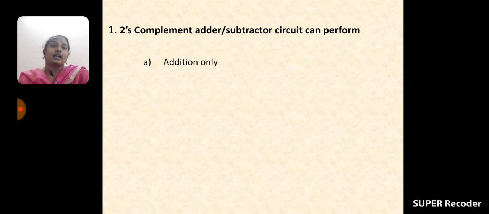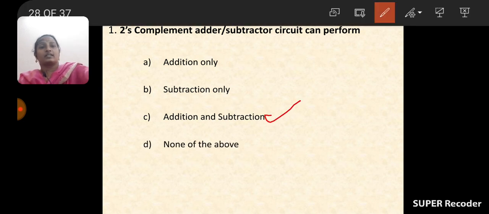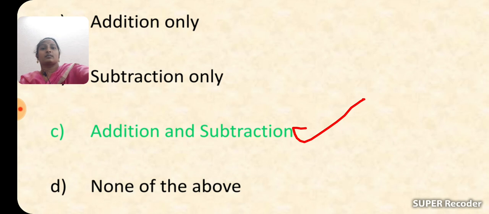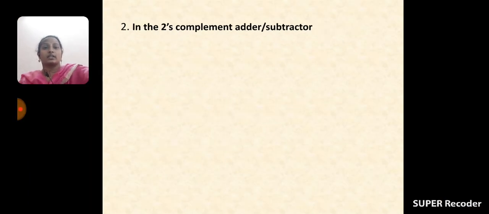A 2's complement adder or subtractor circuit can perform what? The name itself indicates that it performs both addition and subtraction. So what is our answer? C is our answer. Let us check whether it is correct or not. Yes, the color has changed. So C, addition and subtraction. The name itself indicates that an adder and subtractor can perform addition and subtraction.